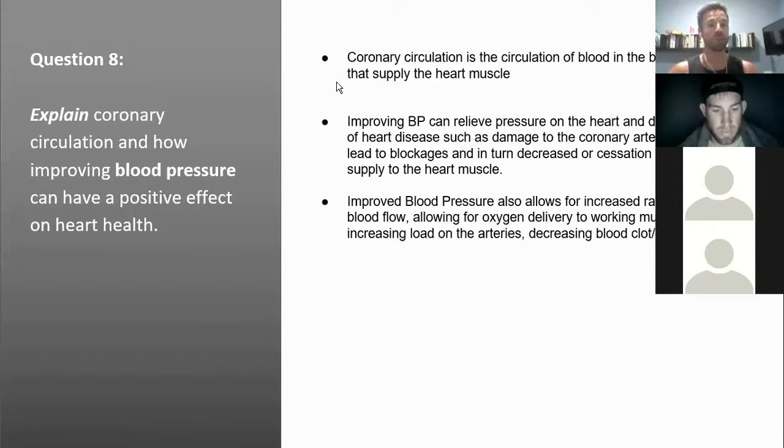Improved blood pressure also allows for an increased rate or speed of blood flow. Okay, so now, because we've got less pressure in our arteries, we can get blood moving faster throughout our body. And that's great because we get more oxygen now to our working muscles. Okay, so when we're exercising, we're riding a bike or going up a hill, our quads need oxygen, right? We're able to get more blood flow, more oxygen to those quads. Okay.